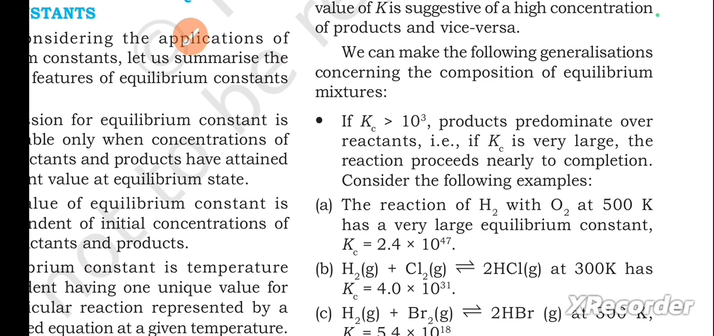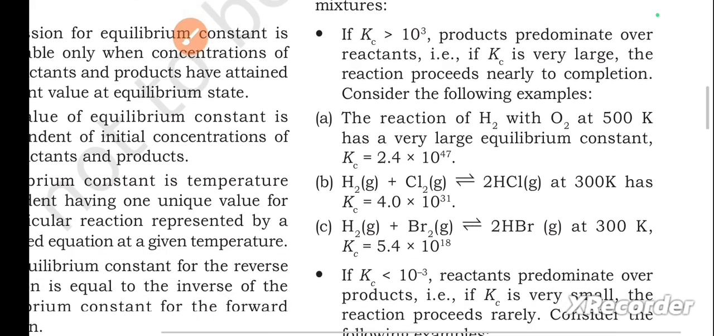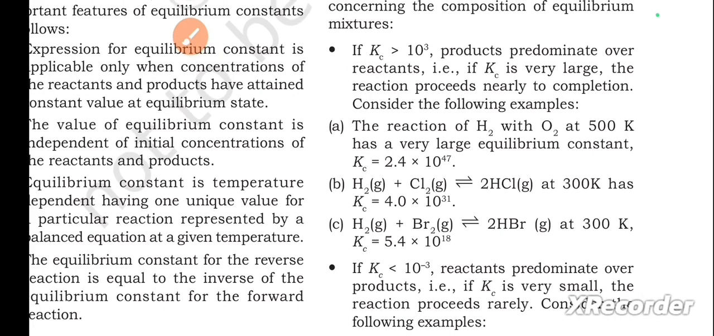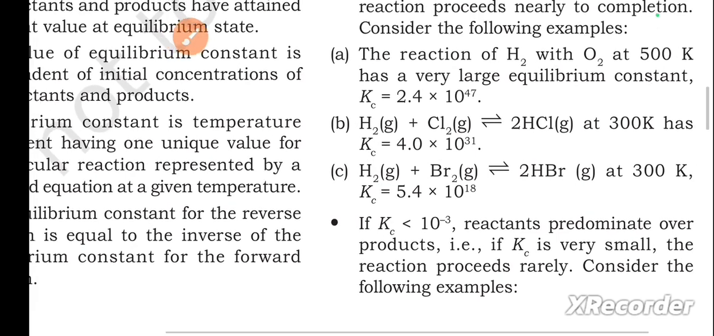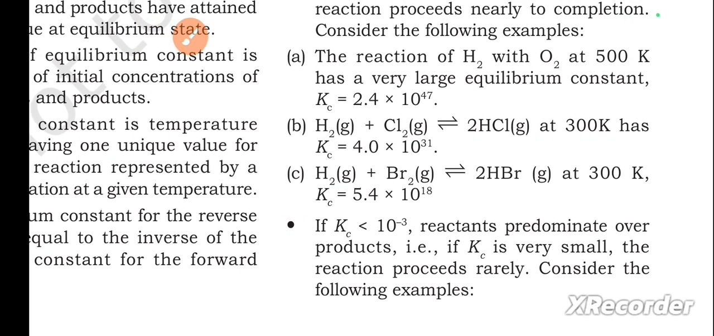So, if Kc is greater than 10 to the power of 3, products predominate over reactants, that is, if Kc is very large, the reaction proceeds nearly to completion. Consider the following examples. So, these are the examples A, B and C. Please check it out. If Kc is less than 10 to the power of minus 3, reactants predominate over products, that is, if Kc is very small, the reaction proceeds rarely.